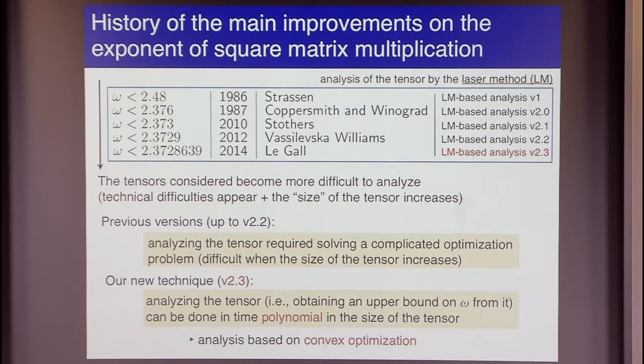And the point is that all the previous versions, up to version 2.2, require solving a complicated optimization problem, which was very difficult when the size of the tensor increased. And with this version 2.3, we can analyze the tensor in time polynomial in the size of the tensor, because the analysis is done through convex optimization. So it's the main difference between this version and the other versions.